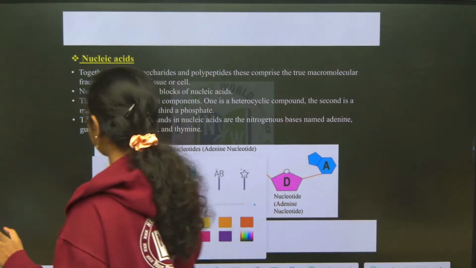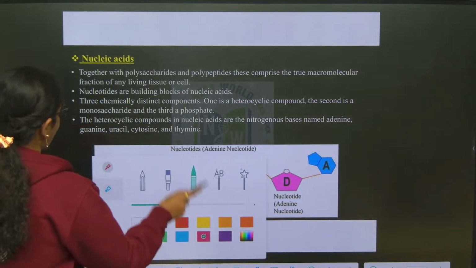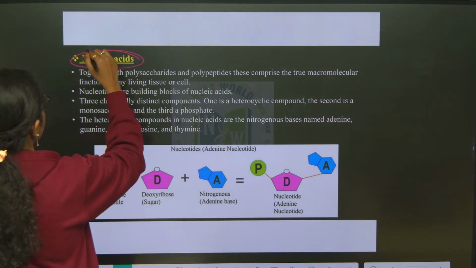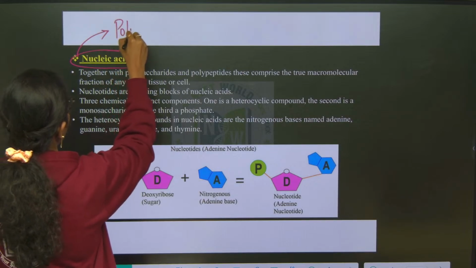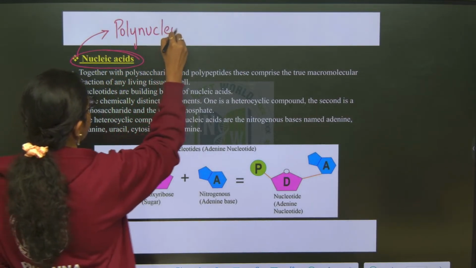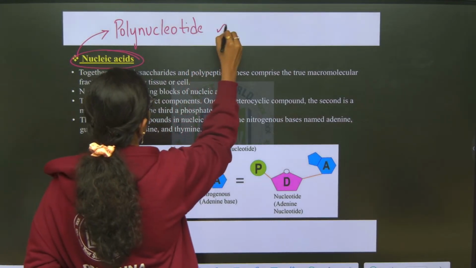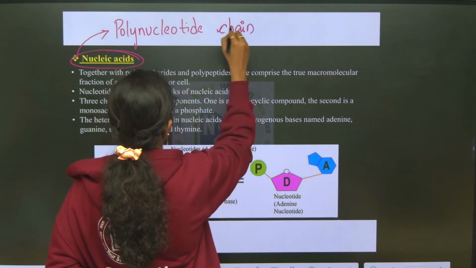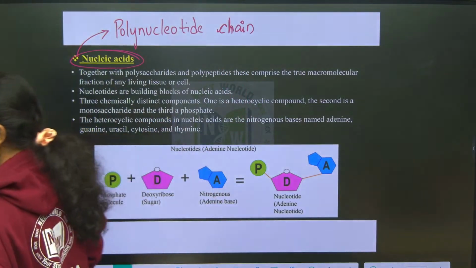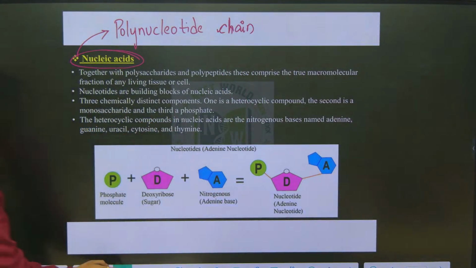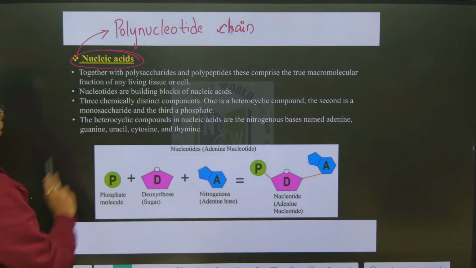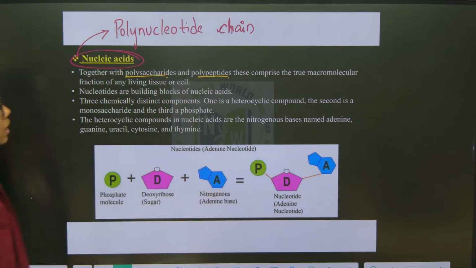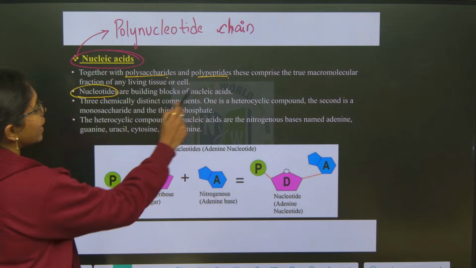Now, nucleic acids. Nucleic acid we will call as what? Polynucleotide chain. This polynucleotide chain, together with polysaccharides and polypeptides, comprises the true macromolecular fraction, which is observed in the acid insoluble pool, or in the retentate. Fine. So, here nucleotides are what? Building blocks of nucleic acids.